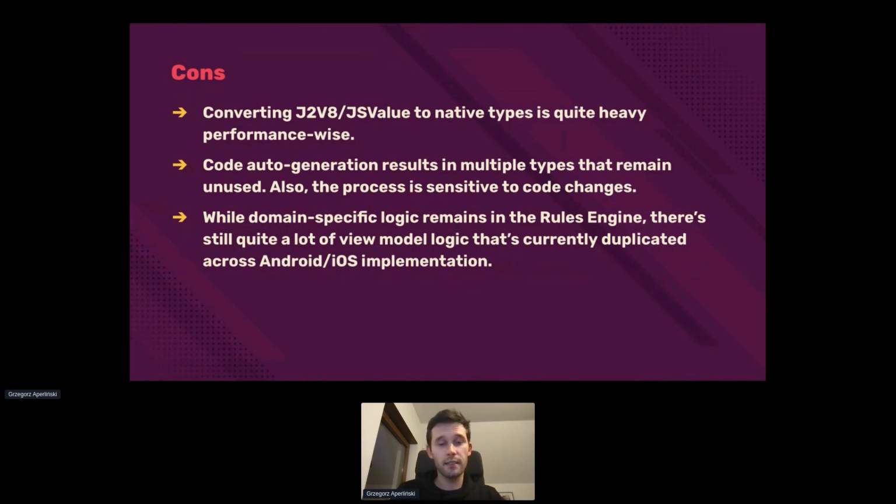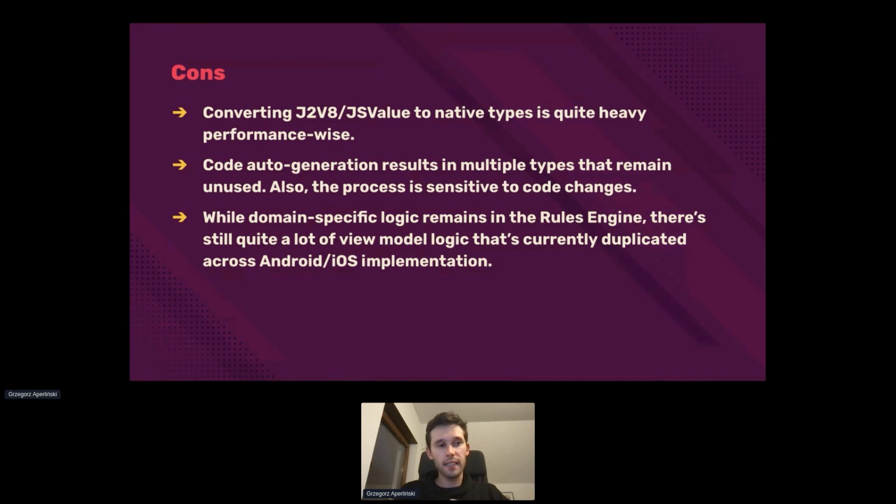Another thing that turned out is that when we auto-generated the code, we ended up with multiple types that remain unused. We have loads of code that we don't always need to use in the client app. So again, it complicates stuff. We need to somehow get rid of them. And the other thing is that the process is sensitive to code changes. It's based mostly on regex. So if the team responsible for the rules engine changes something in how they define their types, etc., that can break our script. So we need to come back and fix it.